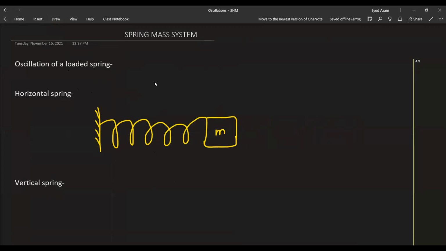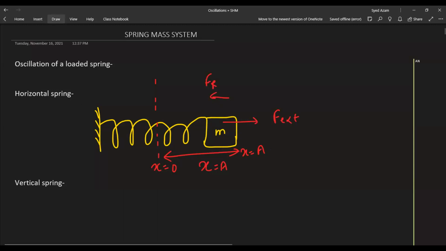There would be a central mean position. Let's say this is x equal to 0. And this separation is x, which is equal to a, basically the amplitude, the maximum separation from the mean position. Here, through an external force, we'll be pulling it, and a restoring force will be developing, which will lead the spring back to its original position.